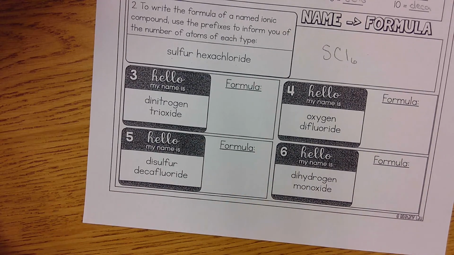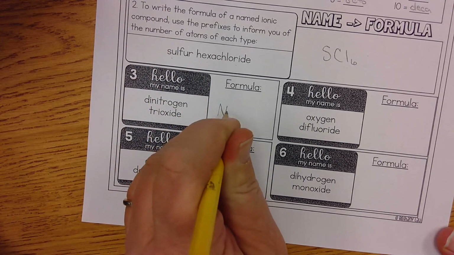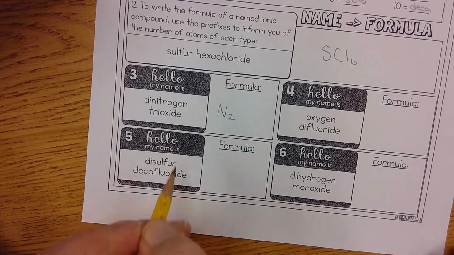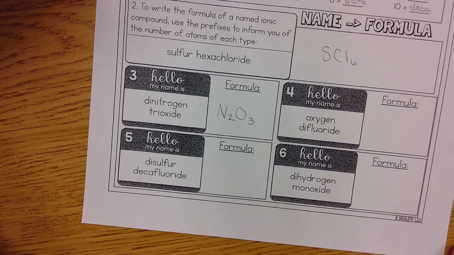Okay, I'll do one more for you and then let you do the rest on your own. Dinitrogen means there's 2 nitrogens. Trioxide means there's 3 oxygens. Right? Doesn't get any easier than that. Try these 3. I'll do another video with the answers so you can check yourself.